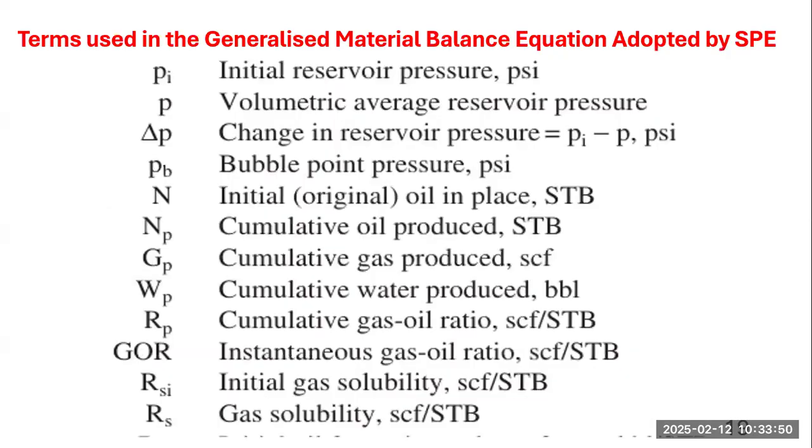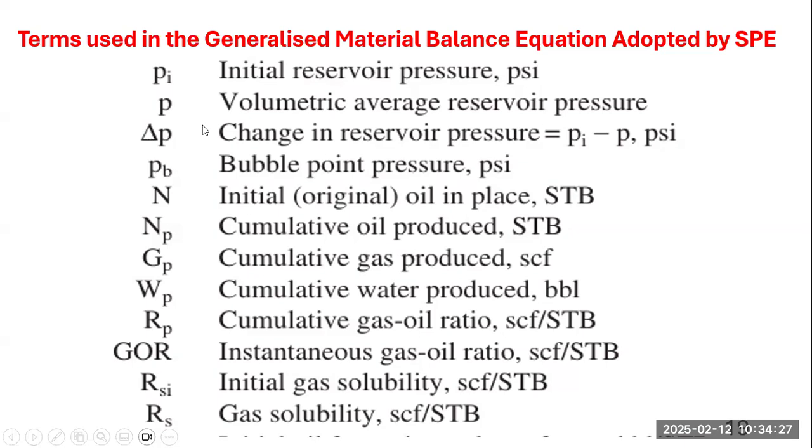We'll be looking at the terms in the general material balance equation adopted by the Society of Petroleum Engineers. You have your Pi, initial reservoir pressure, and your bubble point pressure. Please look through these and their units, specifically your Np, cumulative oil produced, in STB, and your Gp, cumulative gas produced, in SCF. You measure your gas in SCF, standard cubic feet, and your oil in STB, stock tank barrels.